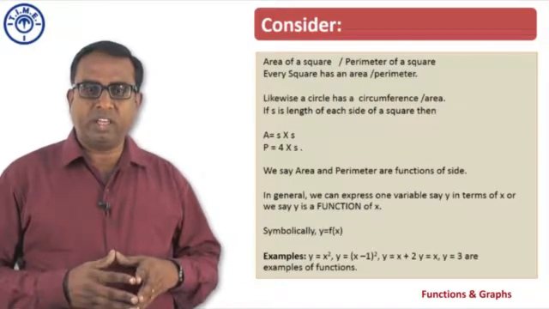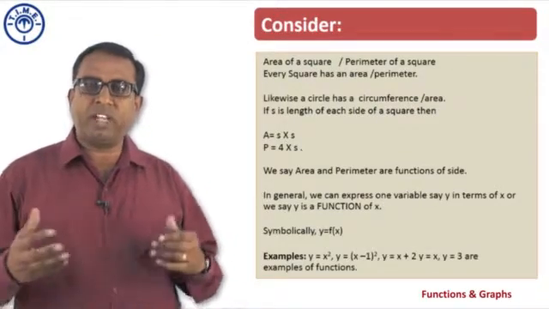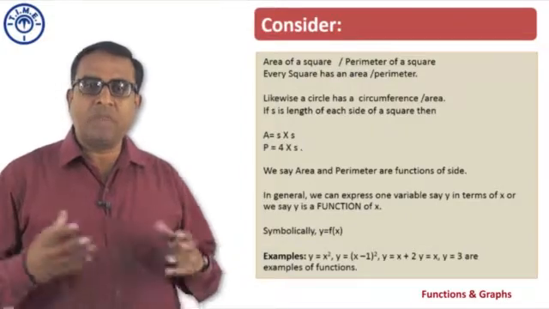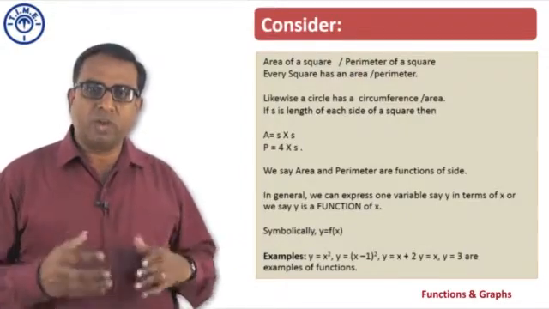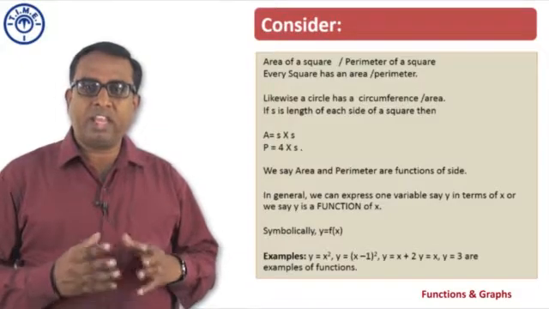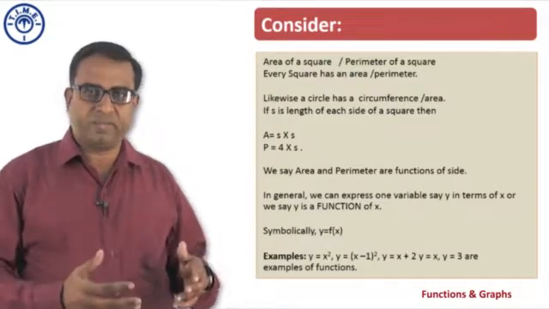Just look at this carefully. Area, if you denote it as A, is S into S. Perimeter, if you denote it as P, is 4 into S. We say that area and perimeter are functions of side.